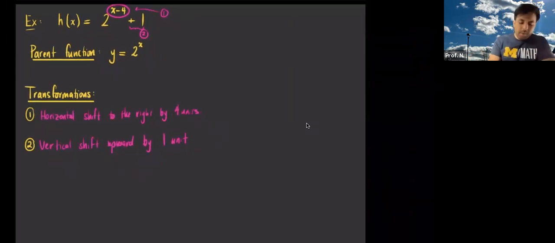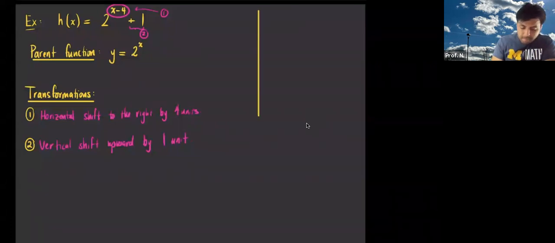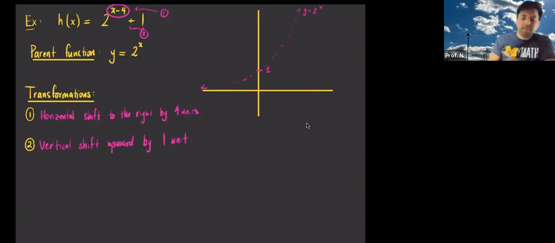Okay, so then I want to draw this out. Sketch it out. So again, the parent function, I'm going to draw it as a dotted line. The parent function is 2 to the x. That's an exponential growing function. And I know that the exponential growing function crosses at 1. So this is my parent function, y equals 2 to the x.